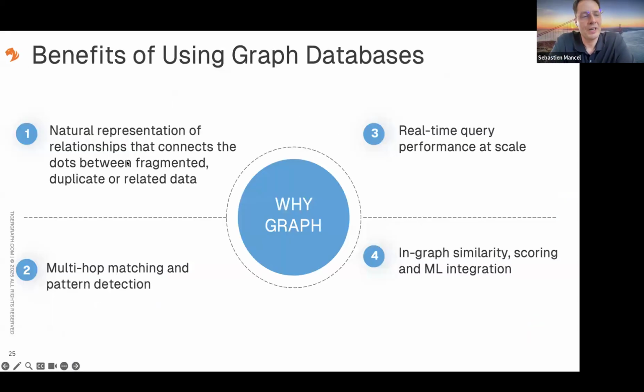All right, so we've covered a lot in this session. So let's recap some of the benefits of using graphs. Graph naturally connects fragmented or duplicate records, making it ideal for entity resolution. Multi-hop traversal uncovers hidden links like shared devices or addresses across different profiles. And it delivers real-time resolution at scale. That's critical for onboarding and fraud checks. Graph also supports in-database similarity scoring and ML integration, and that improves match accuracy and reduces false positives.